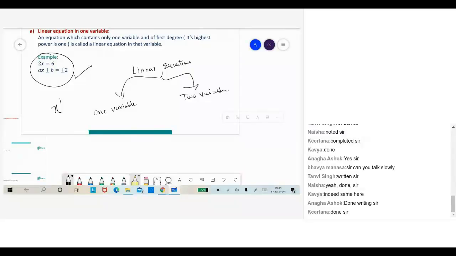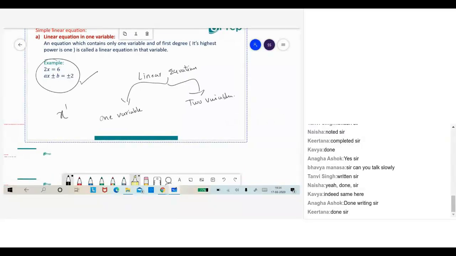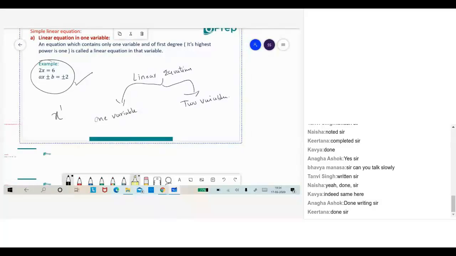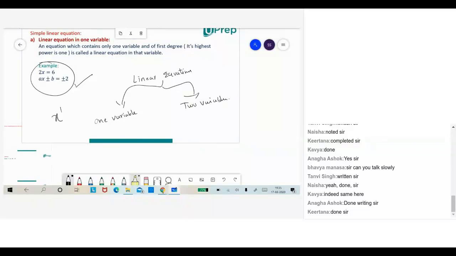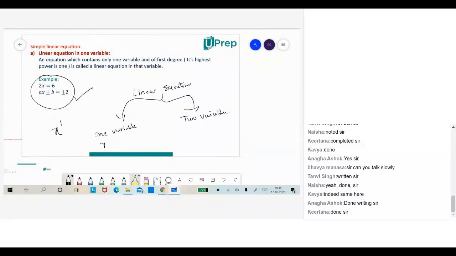So what do you need to understand? What is a linear equation? A linear equation is an equation which contains variables of first degree. Something like x plus 2 is equal to 7. Or something like x plus y is equal to 5. Now clearly, linear equations are of two types: one variable and two variables. Both are linear equations only.